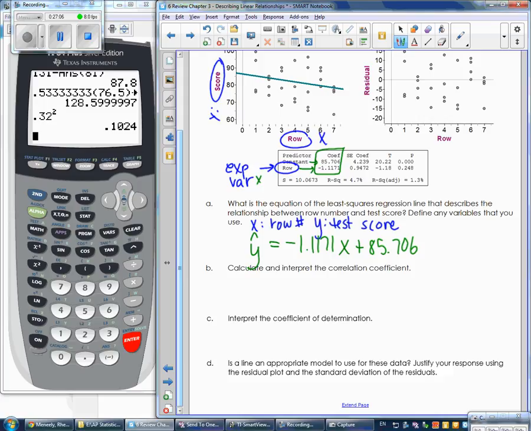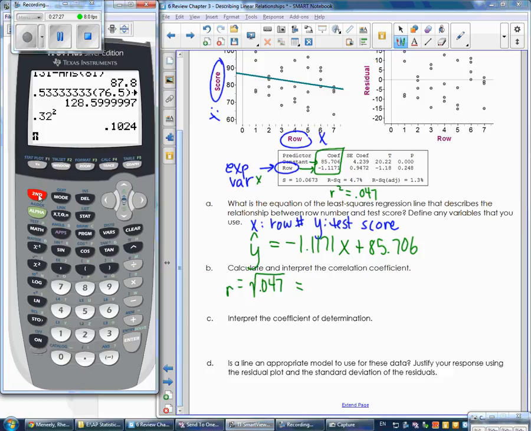In letter B, it says to calculate and interpret the correlation coefficient. If you look at the printout, the value of r is not given, but you do have the value of r squared. Since r squared is equal to 4.7%, you want to change that back to a decimal. So the value of r is simply going to be the square root of 0.047, which gives you 0.217.